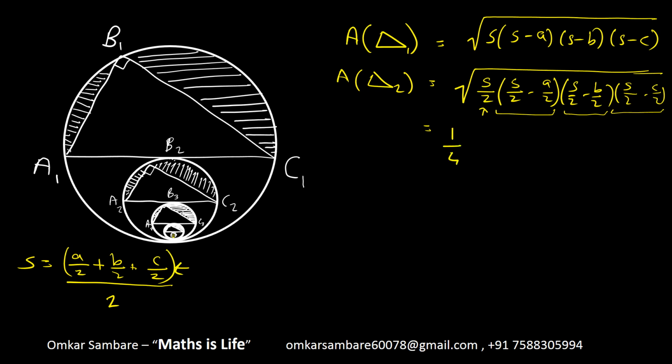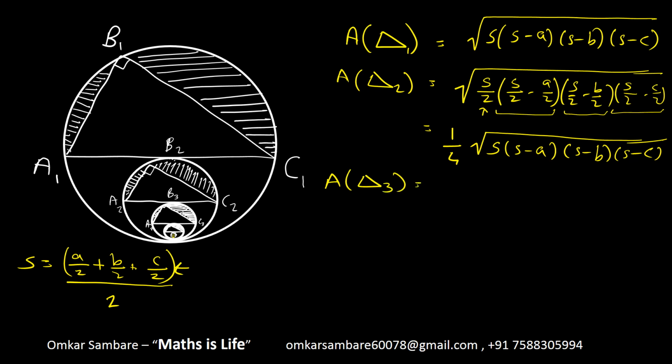And inside that there will be again the same thing remaining, s into s minus a into s minus b into s minus c. Again, for the area of triangle 3, what will happen? For triangle 3, again all sides are getting half of the previous triangle. So what are the sides of the previous triangle? a by 2, b by 2, c by 2. So the new lengths for the third triangle will be a by 4, b by 4 and c by 4.